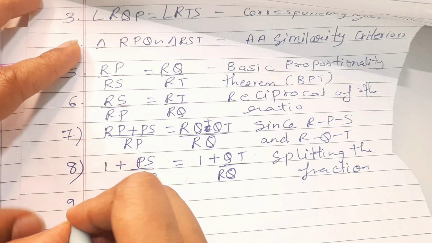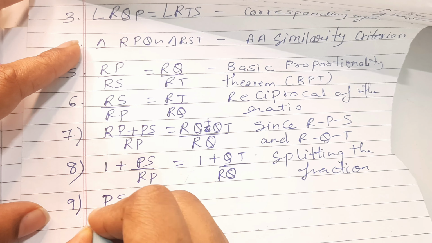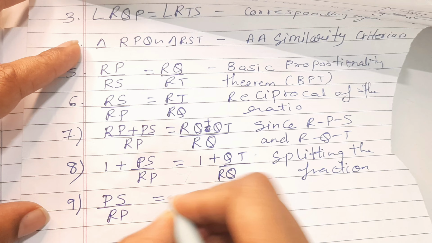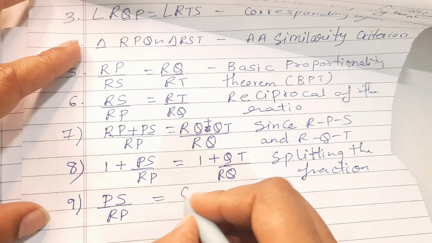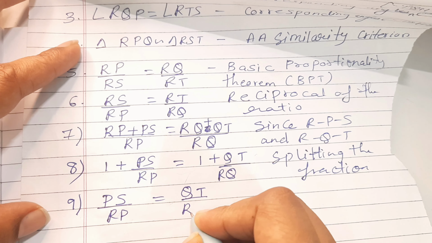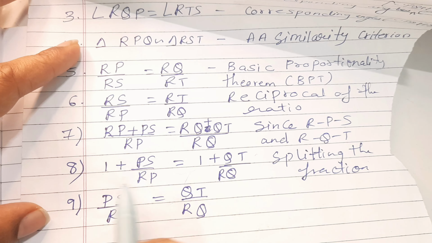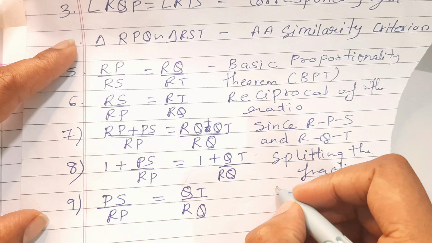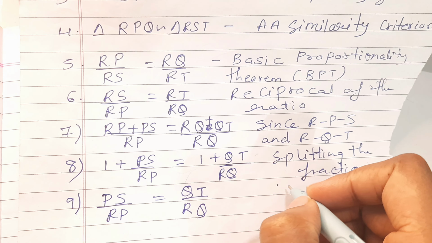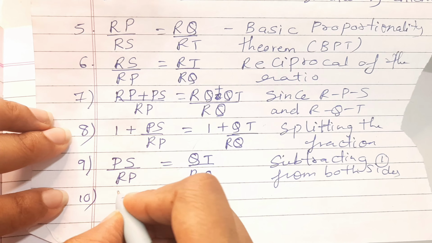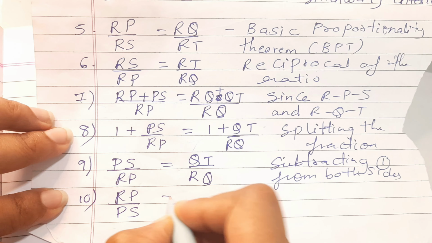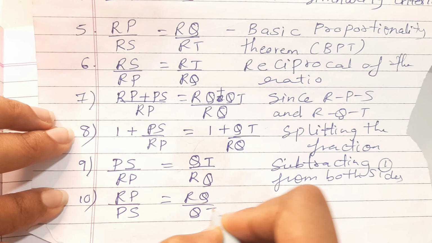Next, ninth one will be what? PS upon RP, because 1 will get cancelled, and here you will get QT upon RQ. Okay, if you subtract 1 on both the side, you will get that. So here by subtracting, now here you can take the reciprocal. RP upon PS is equal to RQ upon QT, hence proved.